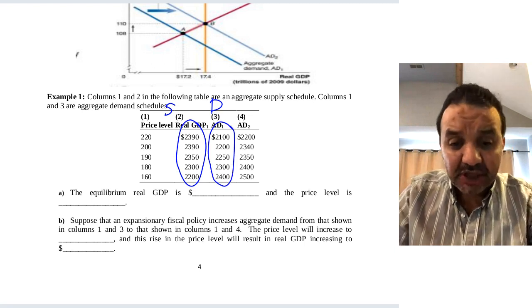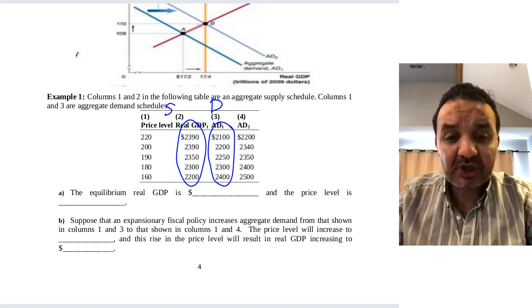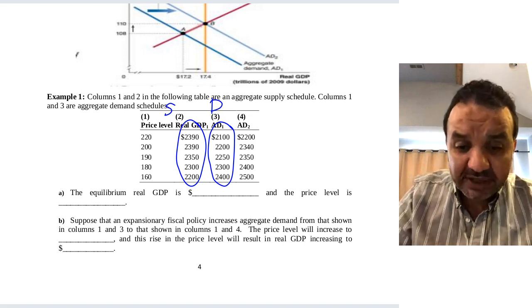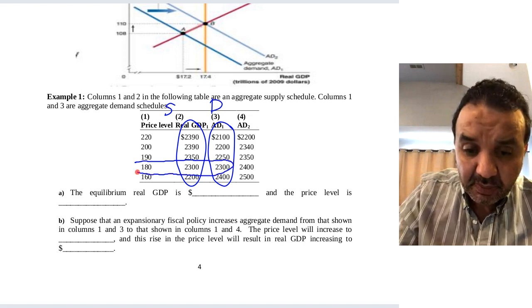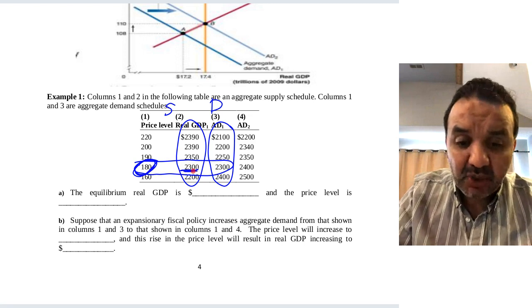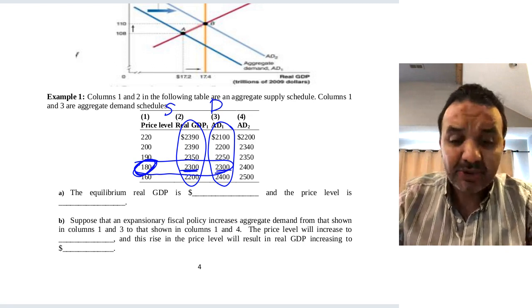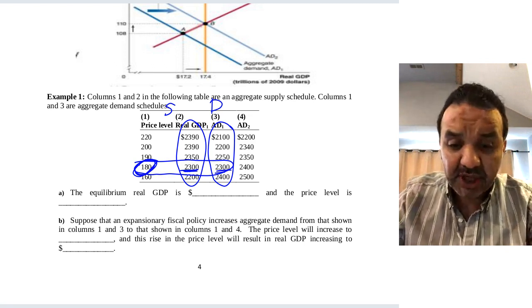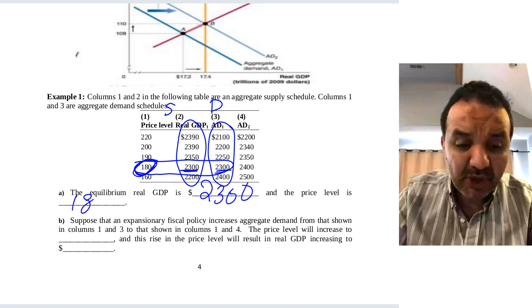Let's just look at what price those two quantities will be equal. You can see that when the price equals 180, the quantity supplied will be equal to the quantity demanded. So the answer for question A, the equilibrium GDP, is asking about the quantity. It will be 2300 and the price level will be 180.